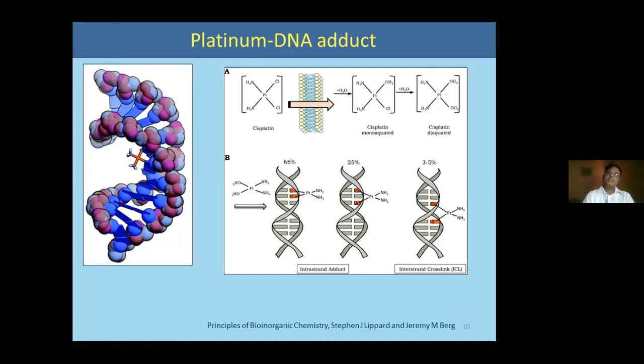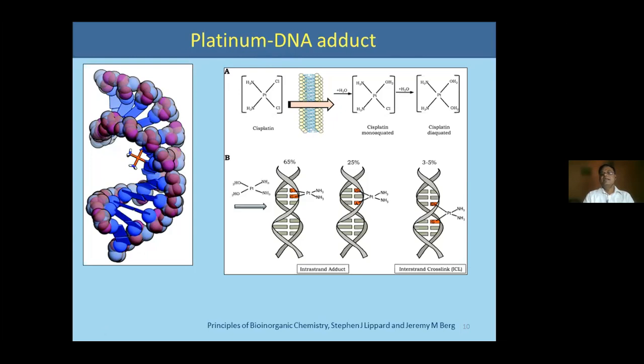Now, if you consider the structure of the DNA, there is a phosphate bridge, and these phosphate ions are negatively charged. So DNA is basically a negatively charged biomolecule, and we have a platinum complex, which is positively charged once it enters inside the cell. So what will happen? You can expect that the positively charged metal complex will go towards the negatively charged DNA.